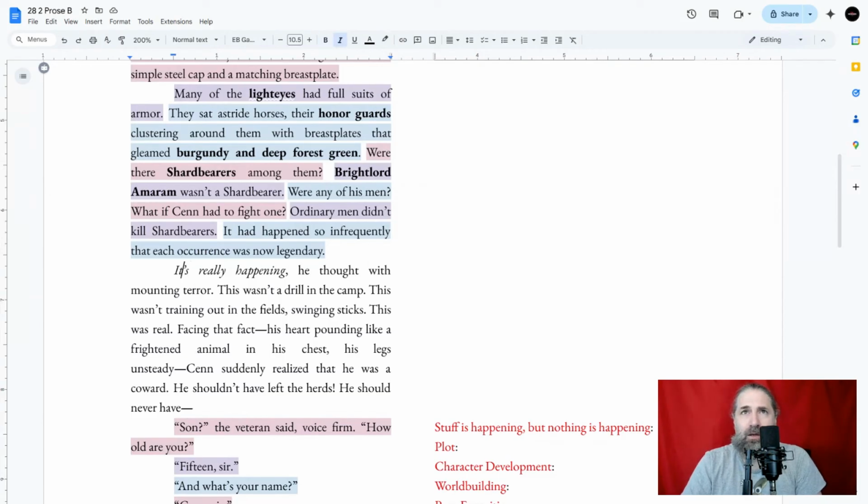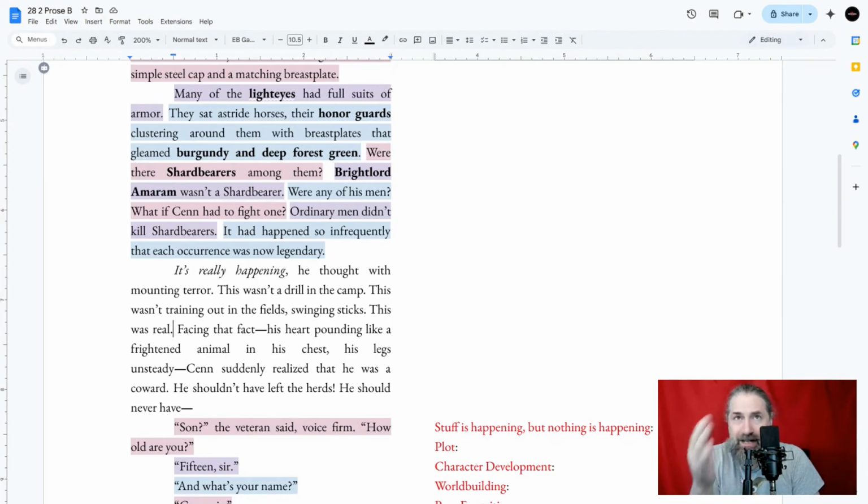But again, it's logical narrative movement. "It's really happening," he thought with mounting terror. Why? What is really happening and what is causing the terror? So let's do it. This wasn't a drill in the camp. This wasn't training out in the field swinging sticks. This was real. So it's really happening. War. The mounting terror that is explained is that it is not going to be a drill.